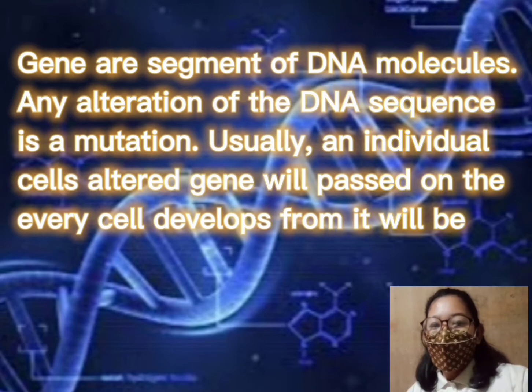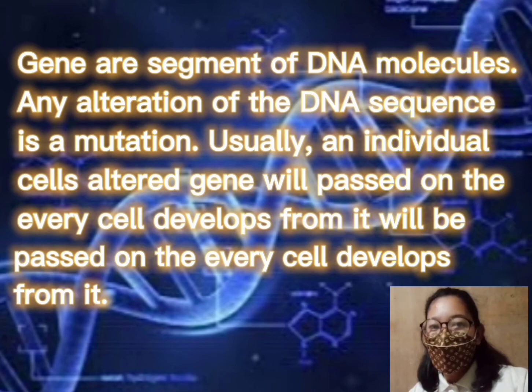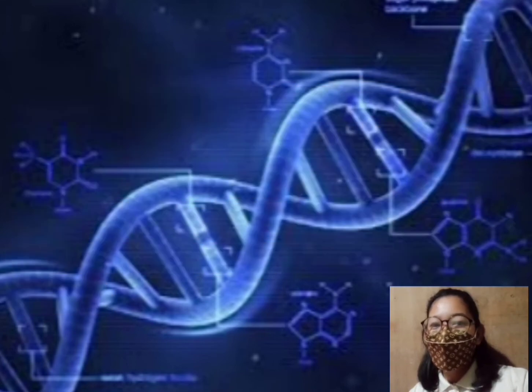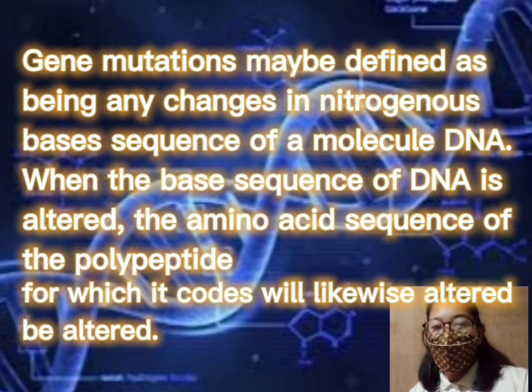Any alteration of the DNA sequence is a mutation. Usually, an individual cell's altered gene will be passed on to every cell that develops from it. Gene mutation may be defined as any change in the nitrogenous base sequence of a DNA molecule. When the base sequence of DNA is altered, the amino acid sequence of the polypeptide for which it codes will likewise be altered.